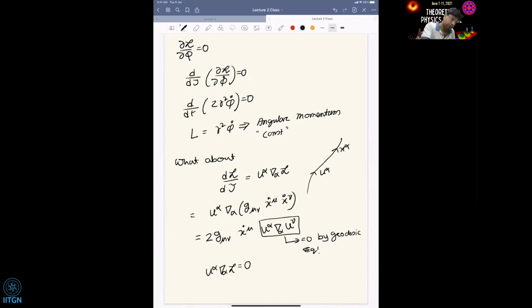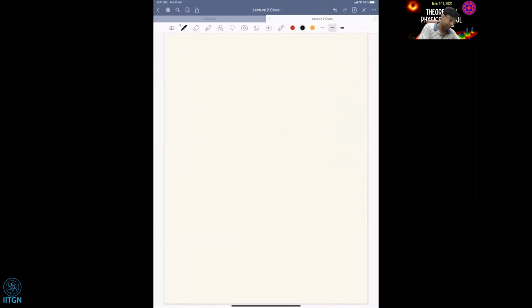What we do is set the Lagrangian to some epsilon. So epsilon equal to -1 is time-like. These are the 2 cases we are interested in. Epsilon equal to 0 is light.